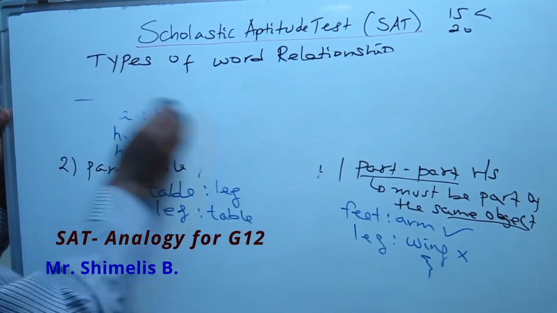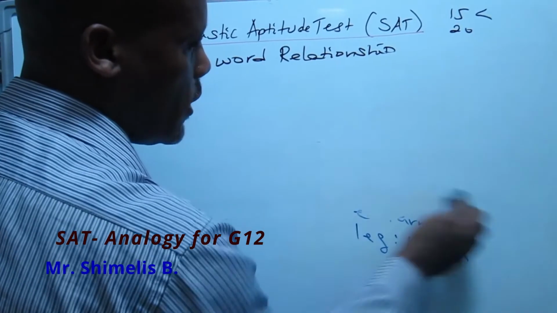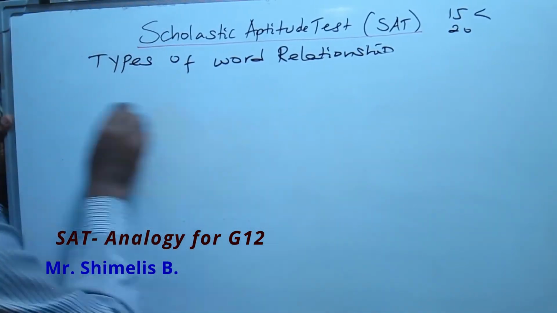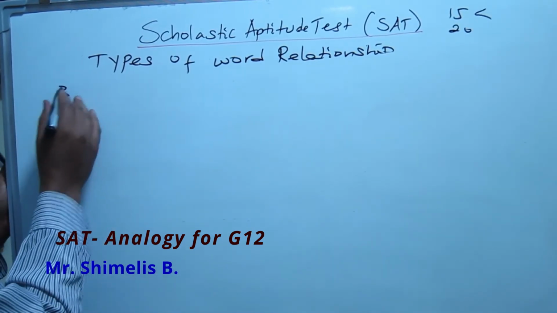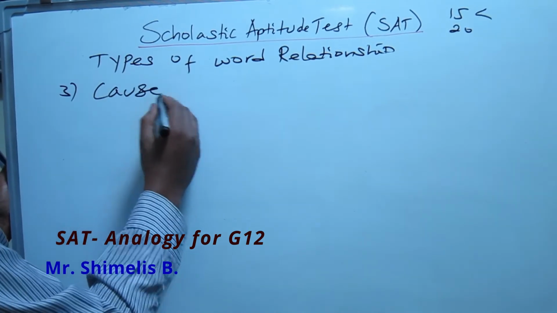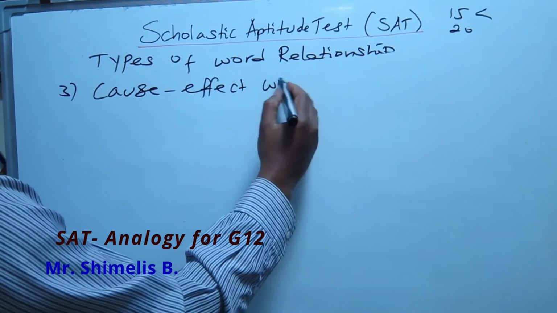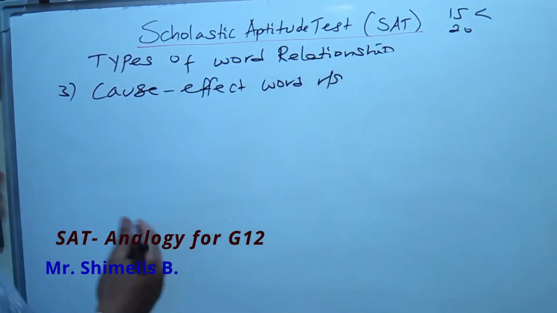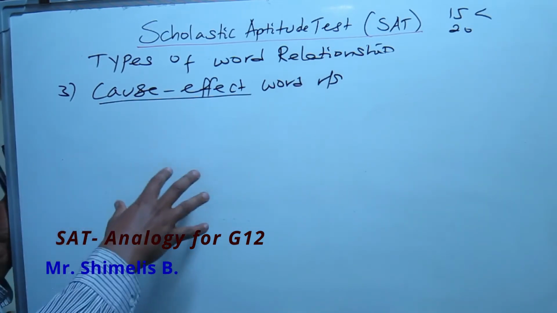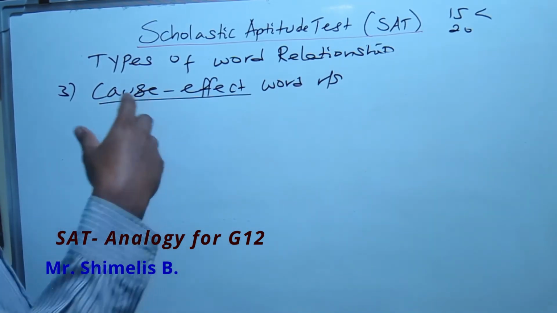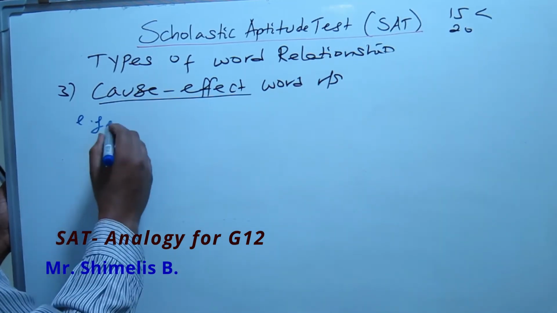The third word relationship type is cause-effect. In this relationship type, cause-effect, as the name indicates, one would be the cause, the other would be the effect.